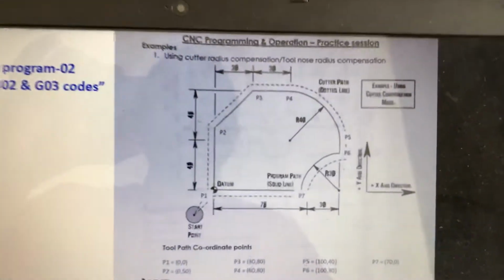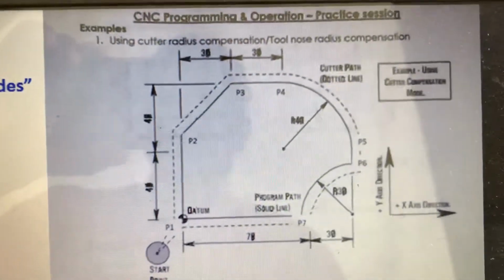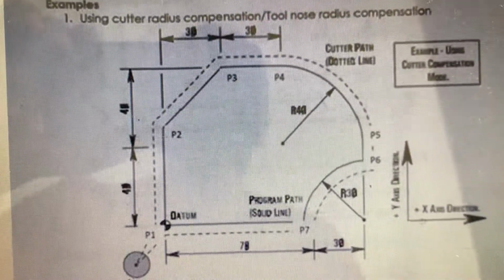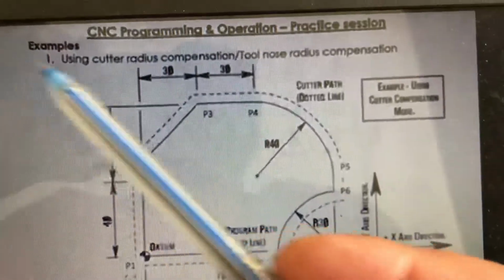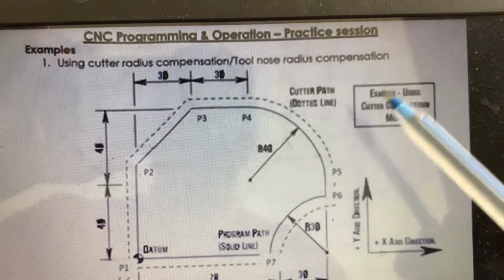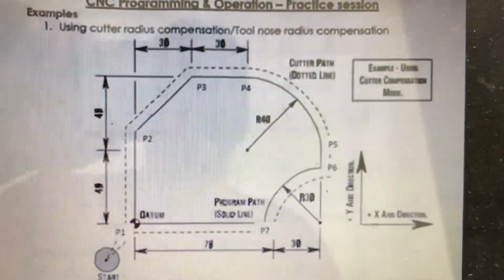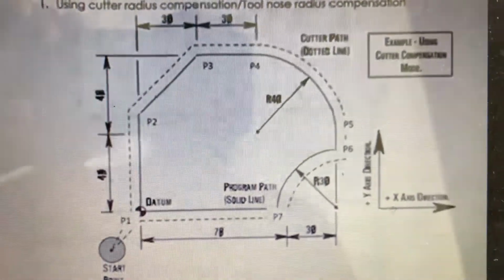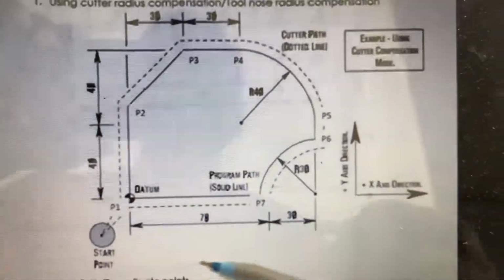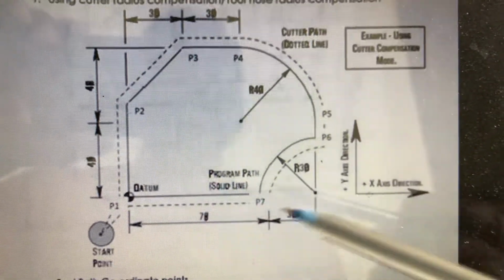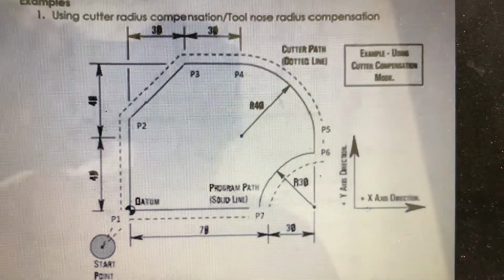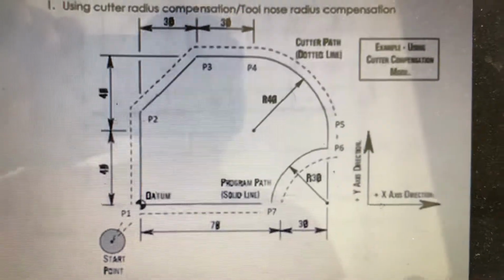The example problem which I am going to give is this product, and you see that using cutter radius compensation or tool nose radius compensation, write the program for cutting this profile. You see, this is an end milling operation because it is cutting along the edges of the given workpiece. So this is a profile.